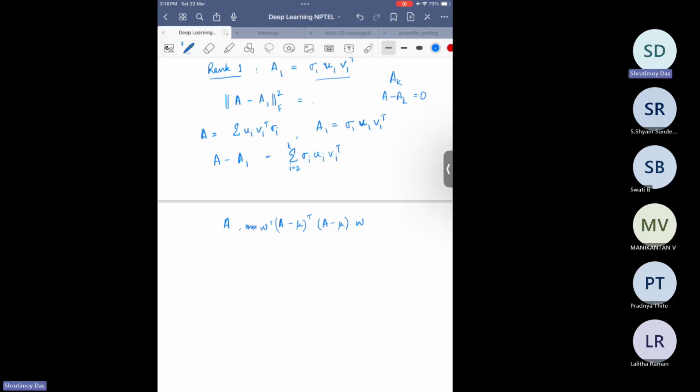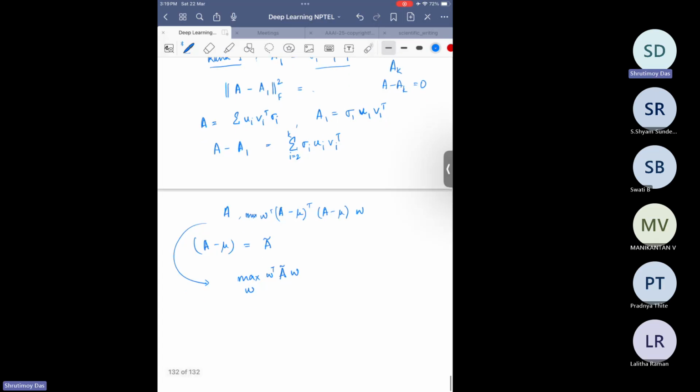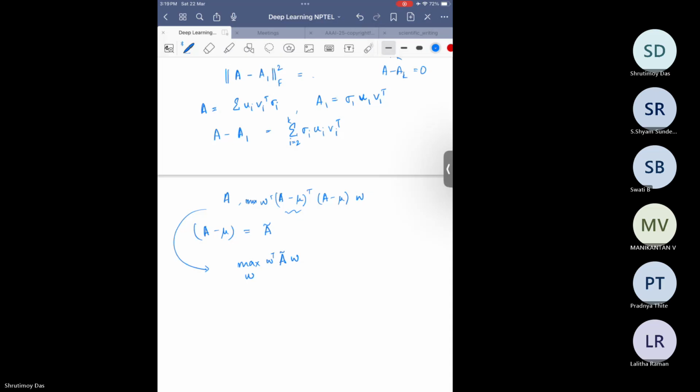Now let me say that A minus mu is called A tilde. Now I can write the PCA problem as maximize over W, W transpose A tilde W. I'm just substituting this A tilde. Okay, there is a certain mistake. Let me say that I have the covariance matrix here, computed using this. Say I have some matrix C.